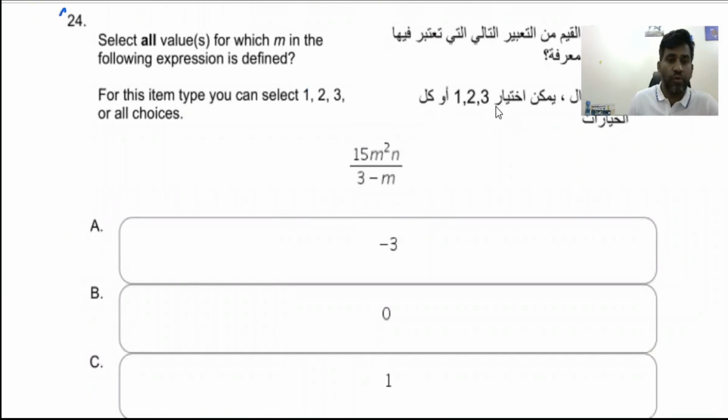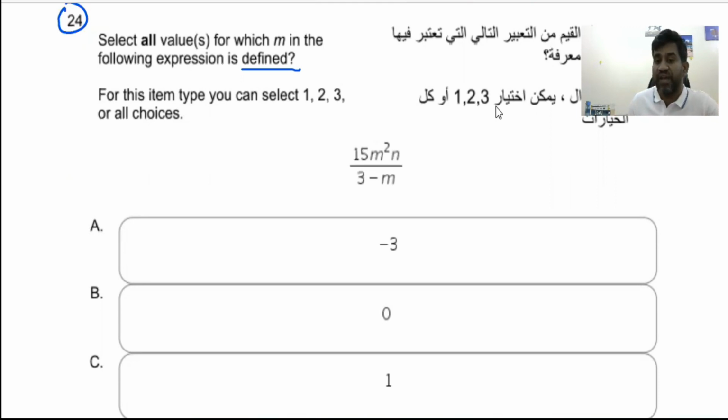Question number 24 is: select all values for which m in the following expression is defined. Here, m is at the denominator. So I have to select the values of m for which it is defined, but in that case you also need to know for what values of m the given expression is not defined. You know the basic rule which I have already explained: any number divided by 0 is an undefined condition, or I can say the expression is undefined.